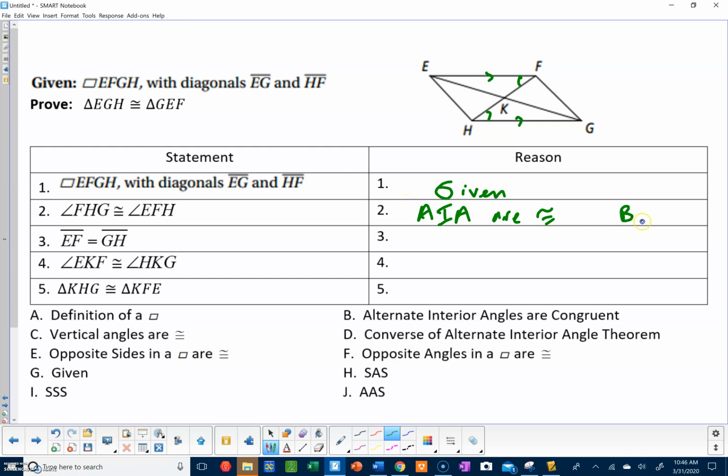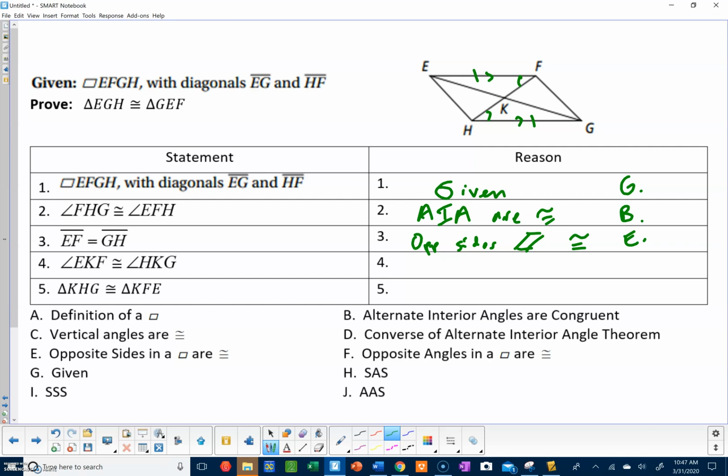I should probably label those B right there. Given wasn't one of our choices. Oh, it was G. Okay. So then it says that EF is equal to GH. So EF, this side right here, is equal to this side right here, GH. And that's our choice E. We know this about parallelograms: the opposite sides in a parallelogram are congruent.